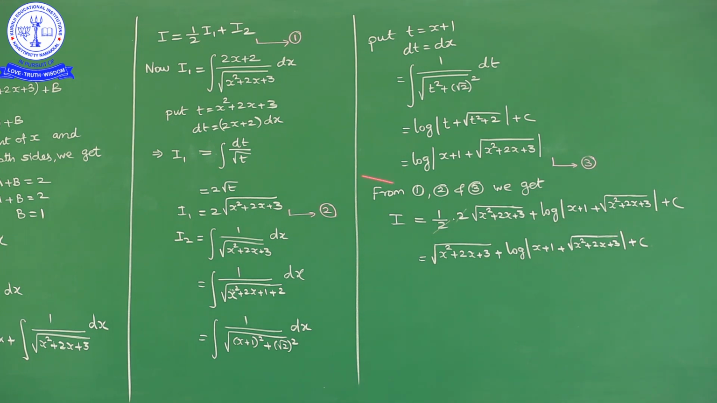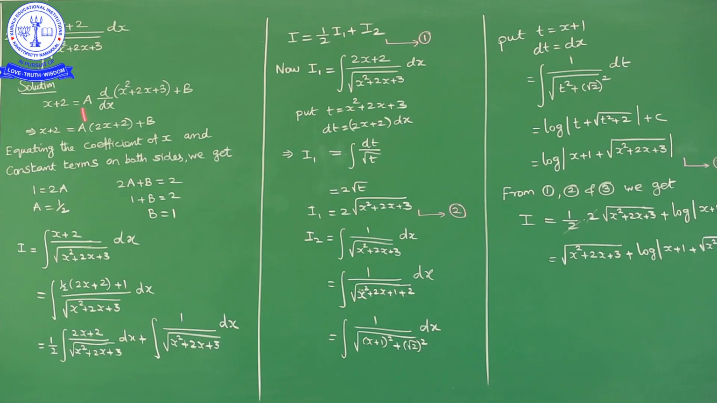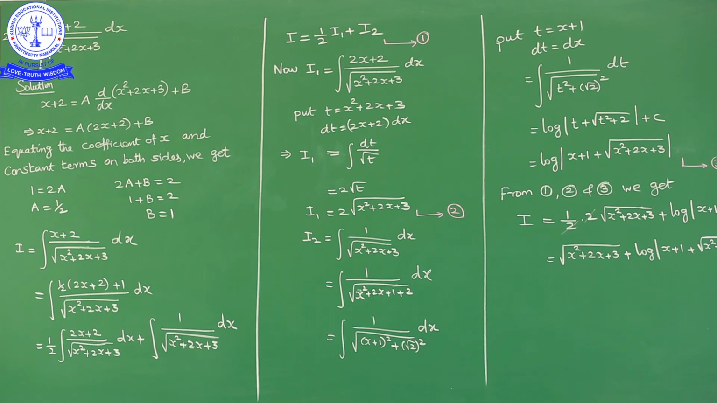I will repeat once again. First of all, the working rule for linear upon square root of quadratic is to write the numerator part as some constant into the derivative of the quadratic part plus some other constant. So x plus 2 is equal to a into derivative of x square plus 2x plus 3, plus b. The derivative is 2x plus 2, so x plus 2 is equal to a into 2x plus 2 plus b. To find a and b, equate the coefficient of x on both sides and equate the constant term on both sides. So coefficient of x: this side 1, this side 2a.